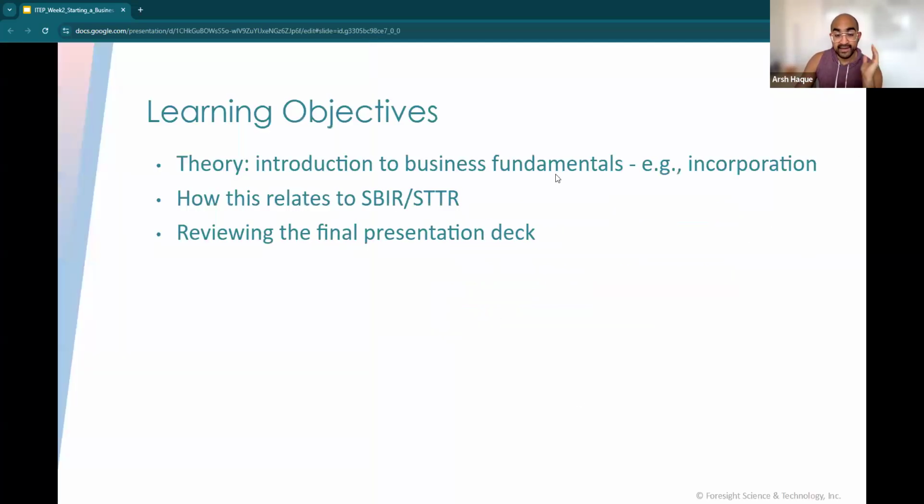And so to frame the things that you will walk away with overall in the session. So first part, as mentioned, is the business fundamentals, incorporation, et cetera. And during every session, we'll be relating back to how does that relate to SBIR and STTR. And for today's session, at least the sessions I'm leading, there's an application of some sort. And so today we'll be reviewing the presentation deck.